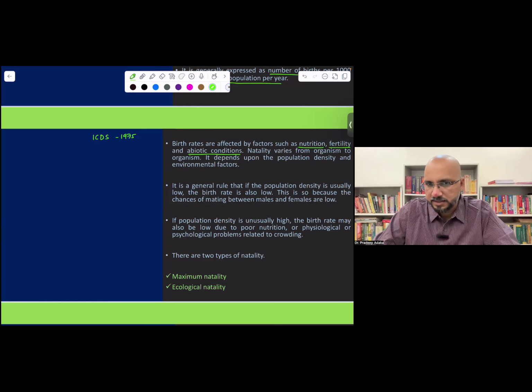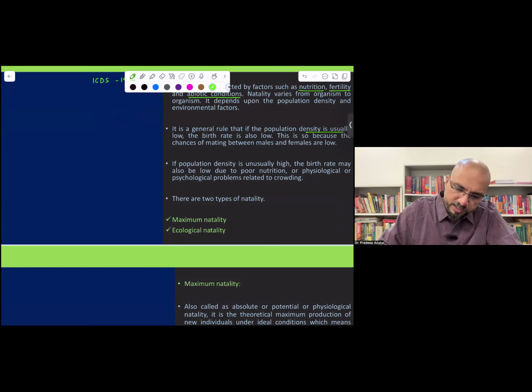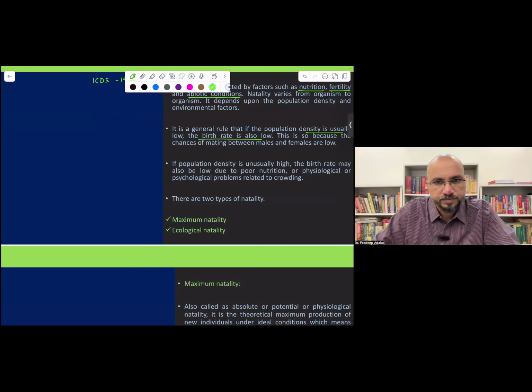So birth rates are affected by nutrition, fertility, and abiotic conditions. It varies from organism to organism and depends upon population density and environmental factors. Environmental factors affect the availability of food, so if food is not available, nutrition will not be there, and birth rate might be affected. It is a general rule that if population density is low, the birth rate is also low. This is because if the population density is low, the chances of male and female encountering each other are low, and mating happens only when they meet. So if the population density is very low, the chances of meeting the two opposite sexes of the species is very low.